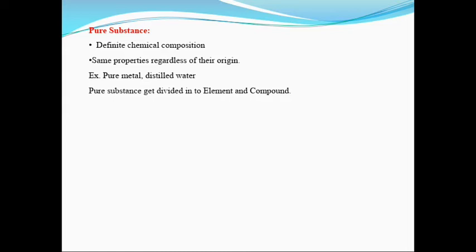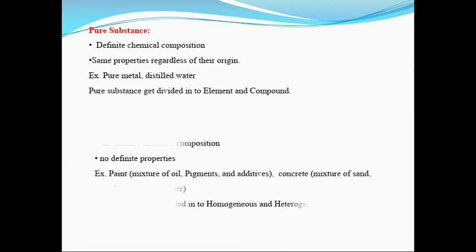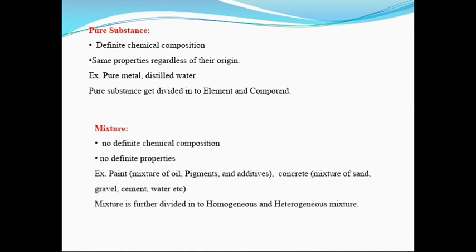Pure substance gets divided into element and compound. So pure substance, as we have seen in the classification, is further divided into two types, that is element and compound. So we try to see what is element and what is compound later on.